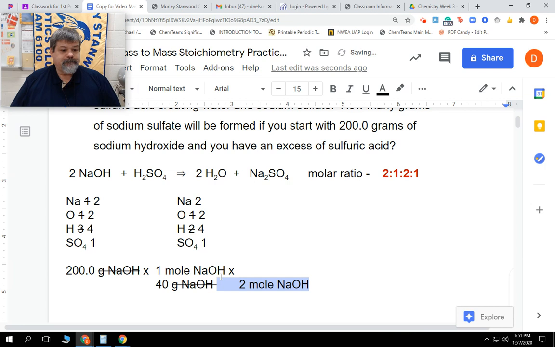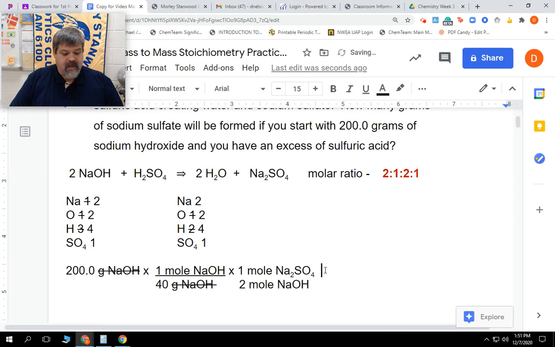I'm going to underline this, and we'll underline this. Now again, what do we go as on top? Well, we're trying to look for moles of sodium sulfate. There's no number right there, so that means there's only 1 of them. So we're going to put 1 mole of Na2SO4, so sodium sulfate.